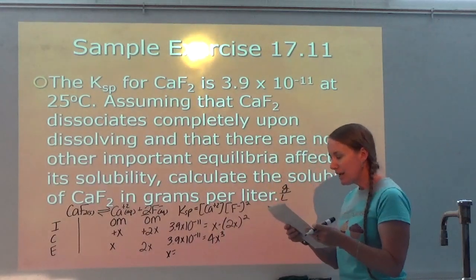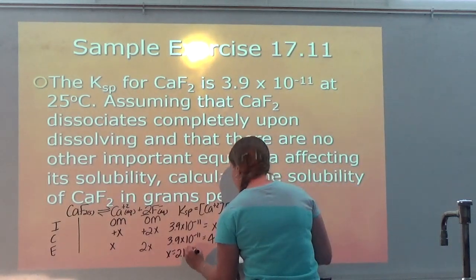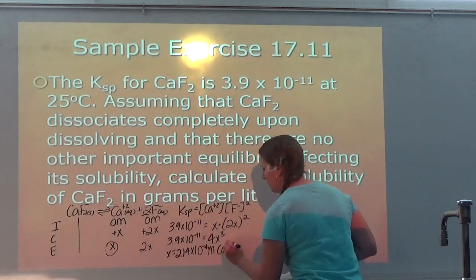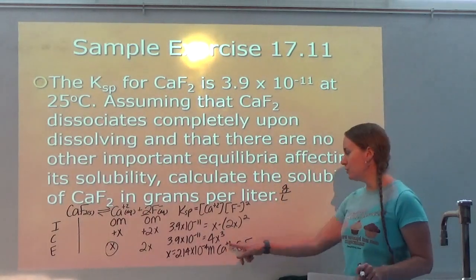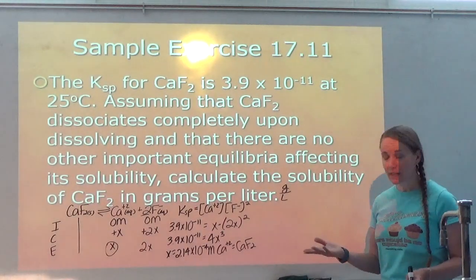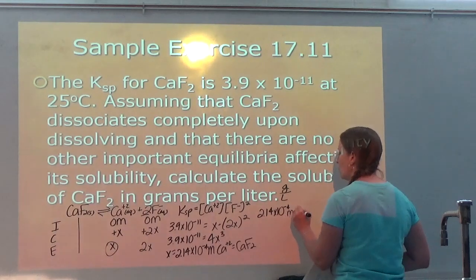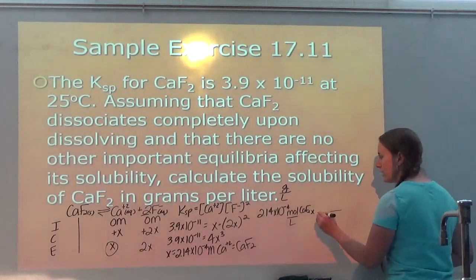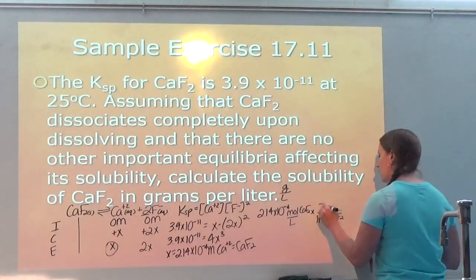So once I solve for x, I end up getting 2.14 times 10 to the negative 4 molar. And that's going to be for my Ca positive 2, which is going to be for my CaF2 because it's 1 to 1. One CaF2 makes one Ca. But the problem is it didn't ask me for molarity. It asked me for grams per liter. So I know that 2.14 times 10 to the negative 4 is moles per liter of CaF2. So I just need to convert moles to grams. So 1 mole of CaF2 is, I just use the molar mass, 78 grams.